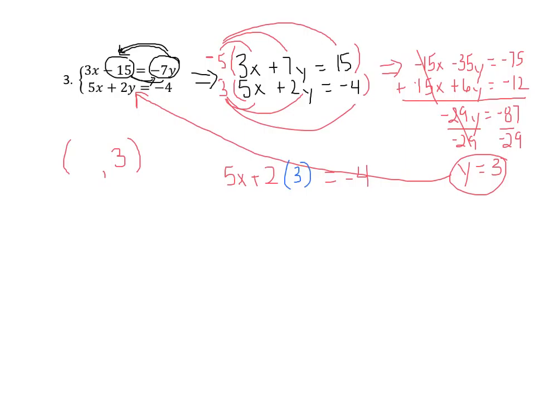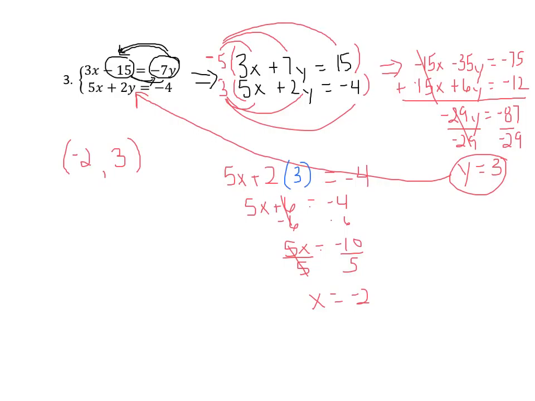So what does x have to be to get that to equal negative 4? So 5x plus 6 equals negative 4. Subtract 6 from both sides. You get 5x equals negative 10. And then divide both sides by 5. You get x equals negative 2. So that should go here.